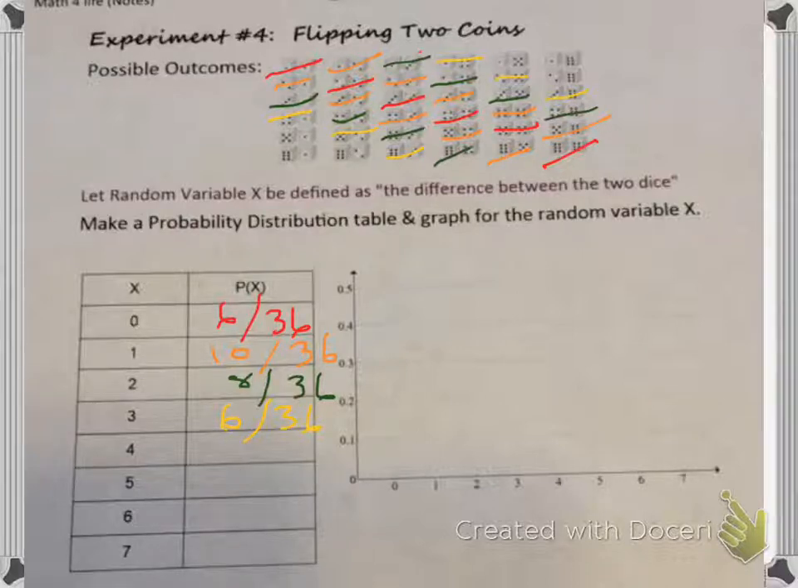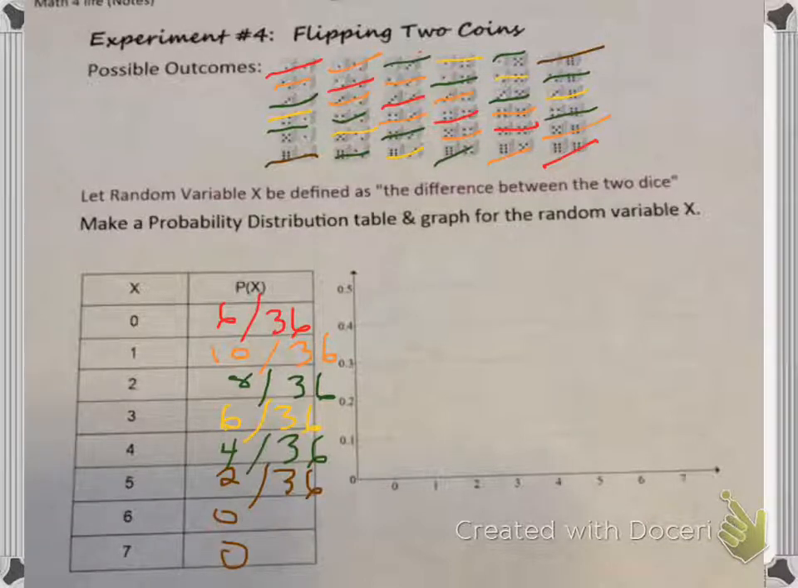If I go to another one, then I need them to subtract to be 4. So 5 and 1, 6 and 2, 5 and 1, 6 and 2. So 4 out of 36. Subtract to be 5 is our next one. So we're subtracting to be 5, which is 6 and 1, and 6 and 1. So that would be 2 out of 36. And then none of them will subtract to be 6, and none of them will subtract to be 7.